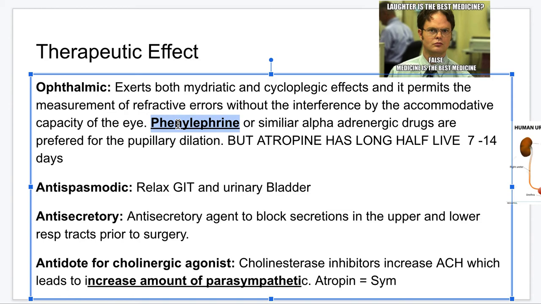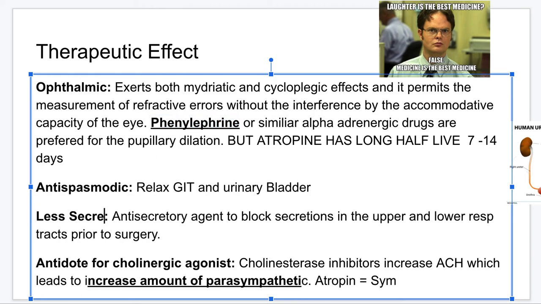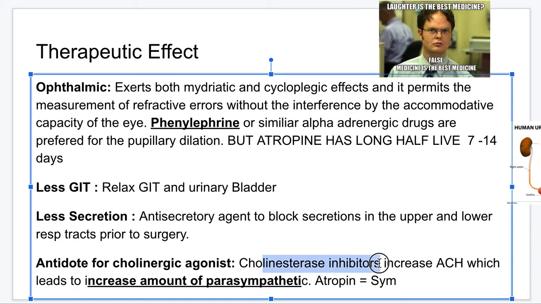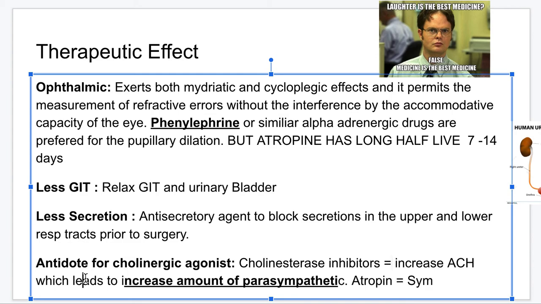What does this mean, cholinergic agonist? Basically, it means that the cholinesterase inhibitors increase your cholinergic activity, leading to increased acetylcholine, which leads to an increased amount of parasympathetic nervous system. So to reverse that, you give atropine. If you have any patient with too much parasympathetic nervous system, always give atropine, because atropine inhibits the parasympathetic nervous system.